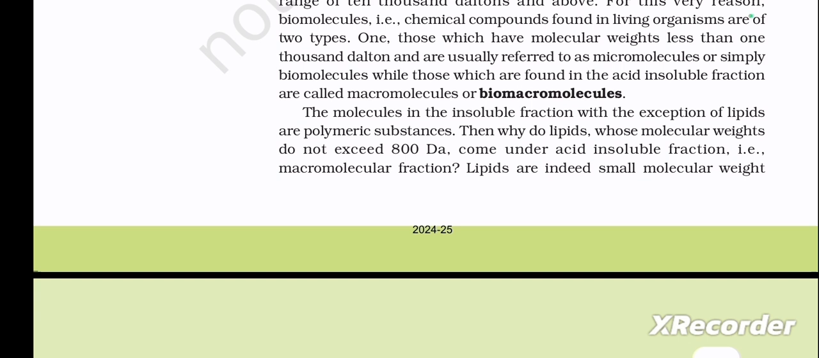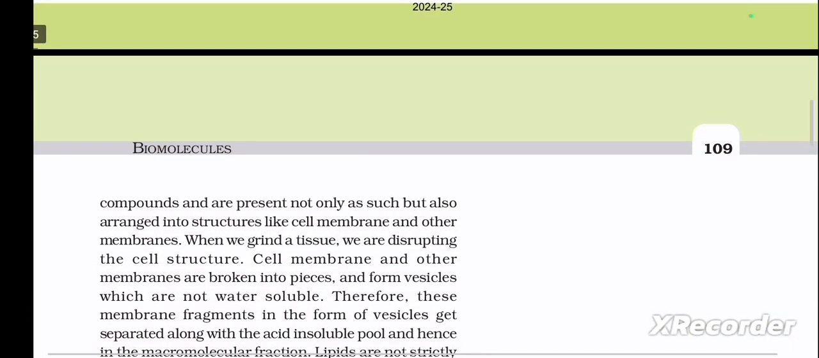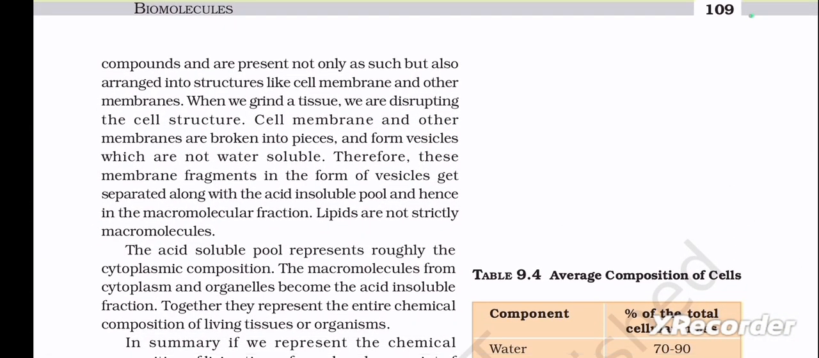fraction? Lipids are indeed small molecular weight compounds and are present not only as such but also arranged into structures like cell membrane and other membranes. When we grind a tissue, we are disrupting the cell structure. Cell membrane and other membranes are broken into pieces and form vesicles which are not water soluble. Therefore, these membrane fragments in the form of vesicles get separated along with the acid insoluble pool and hence in the macromolecular fraction. Lipids are not strictly macromolecules.